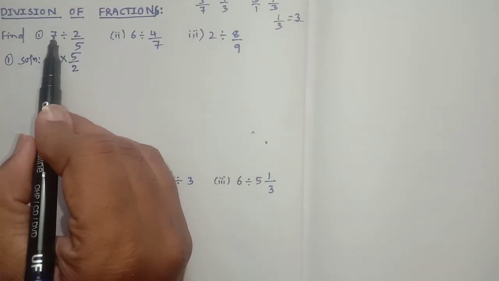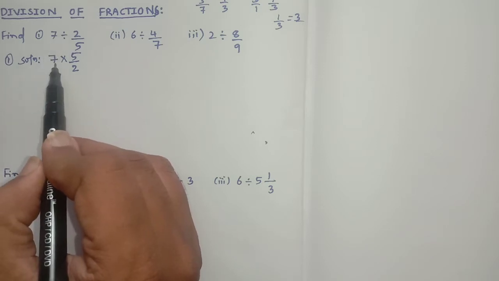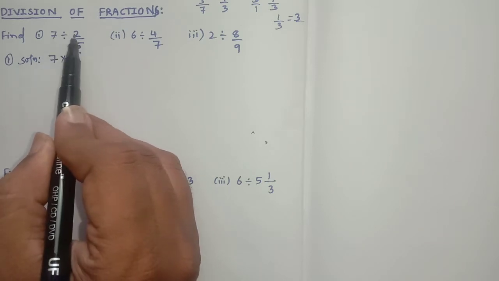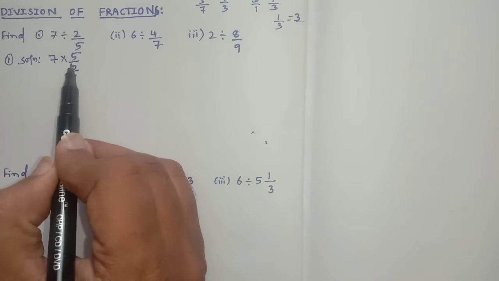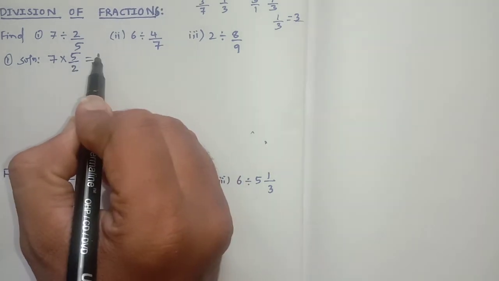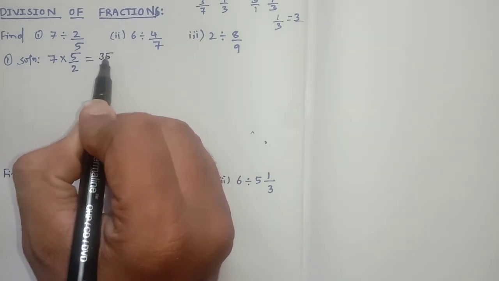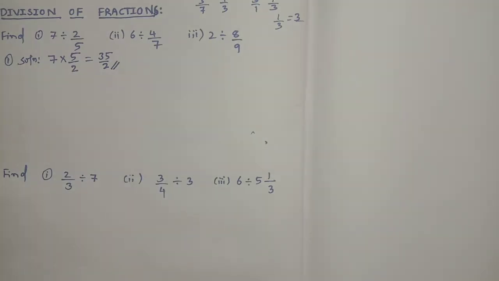So the first number will be as it is, and we have to divide 7 by 2 by 5, so the reciprocal of this we have to write here. 7 5s are 35 divided by 2. This is the answer for this question, student.